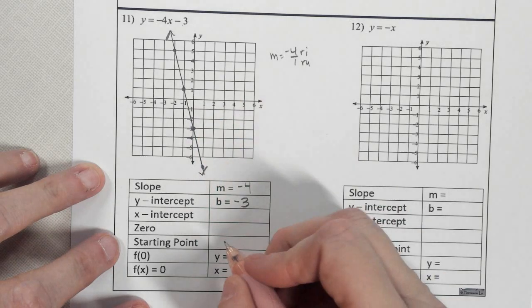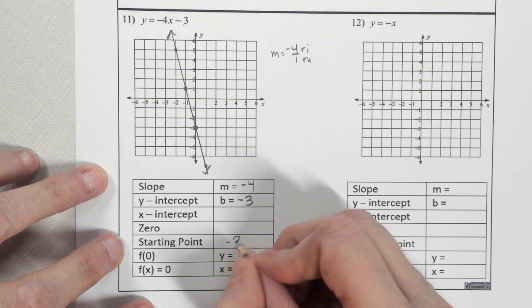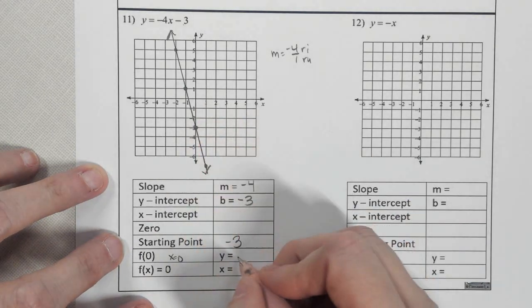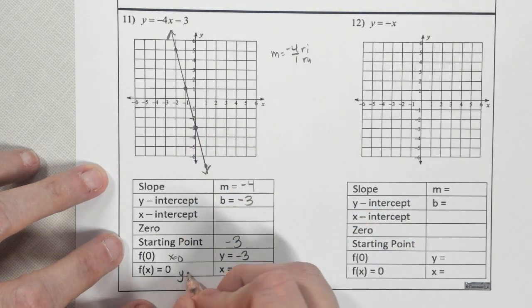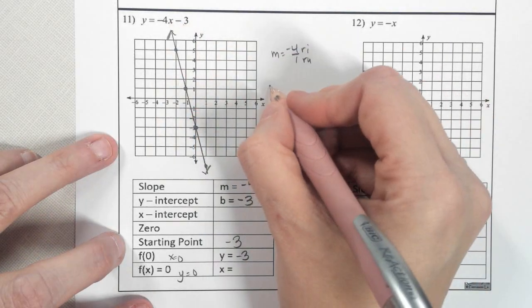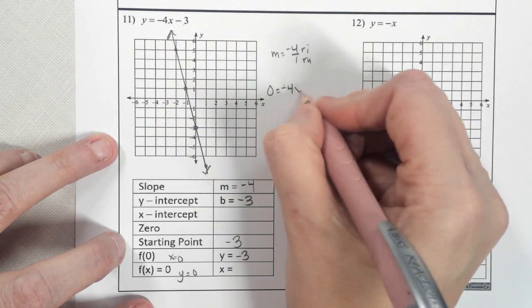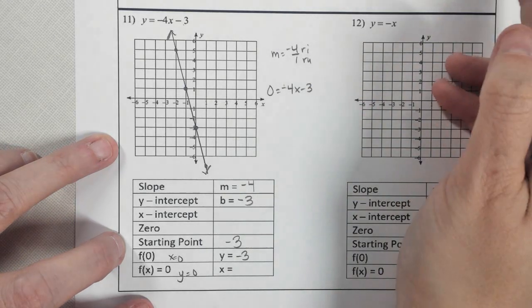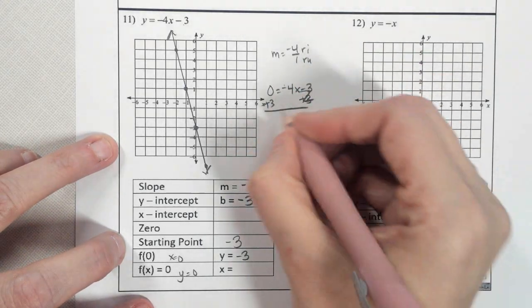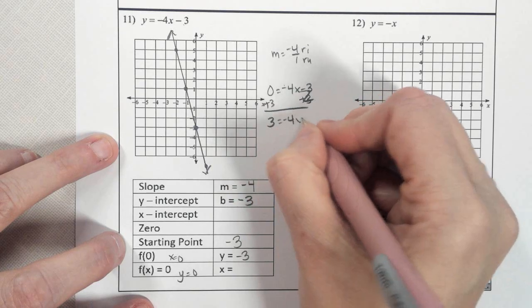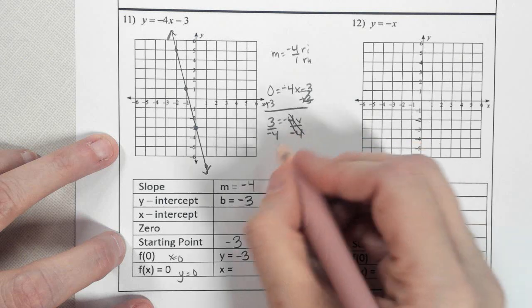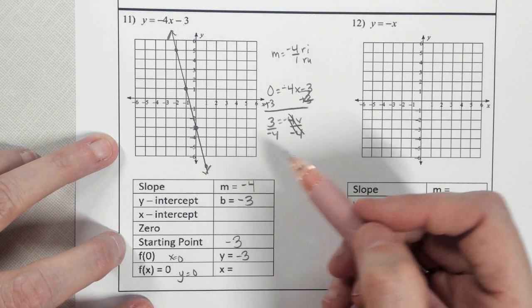Starting point is always my y-intercept, so it starts at -3. When x is 0, y is -3. Now I've got to find out what is x when y is 0. So once again, I'm going to substitute in. 0 equals -4x minus 3. And I do the same process I did up here. I add 3 to both sides. 3 equals -4x. I divide both sides by -4. And I get -3 over 4 equals x.